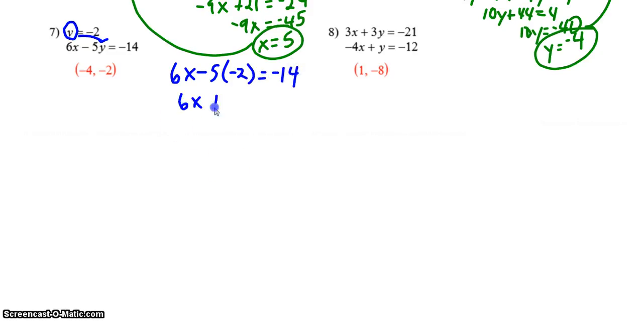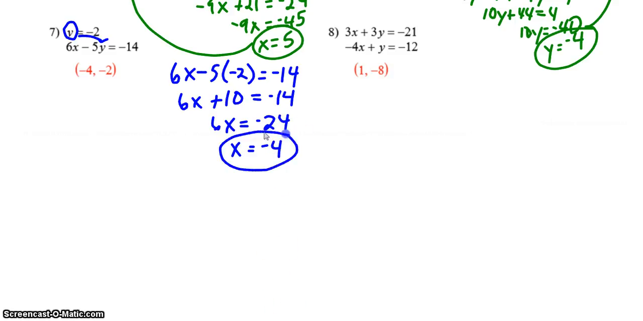So 6x plus 10 equals negative 14. Subtract 10. So 6x equals negative 24. So x equals negative 4. Now, I already knew what y equaled. Y was negative 2. So that's my final answer: negative 4, negative 2.